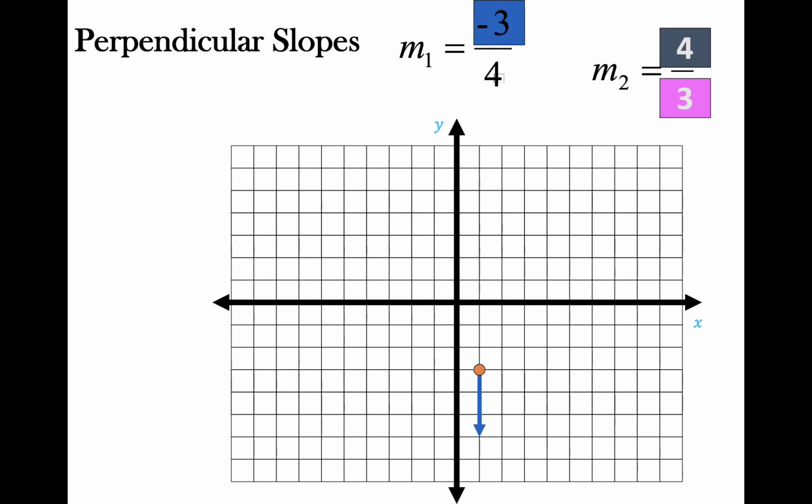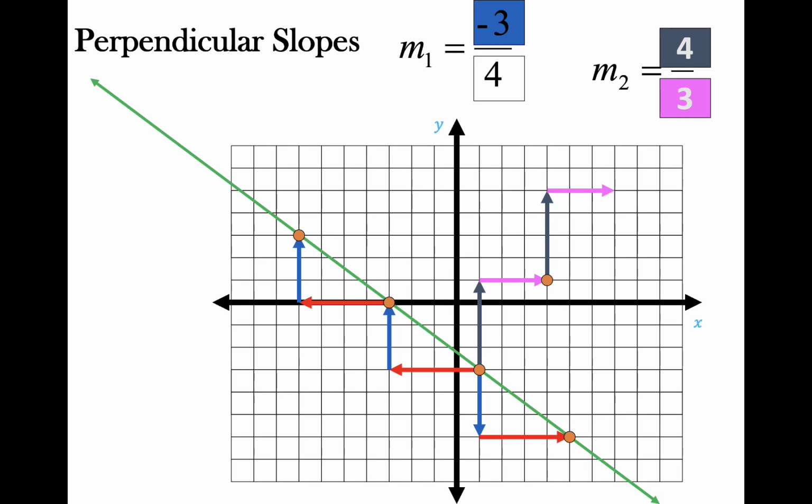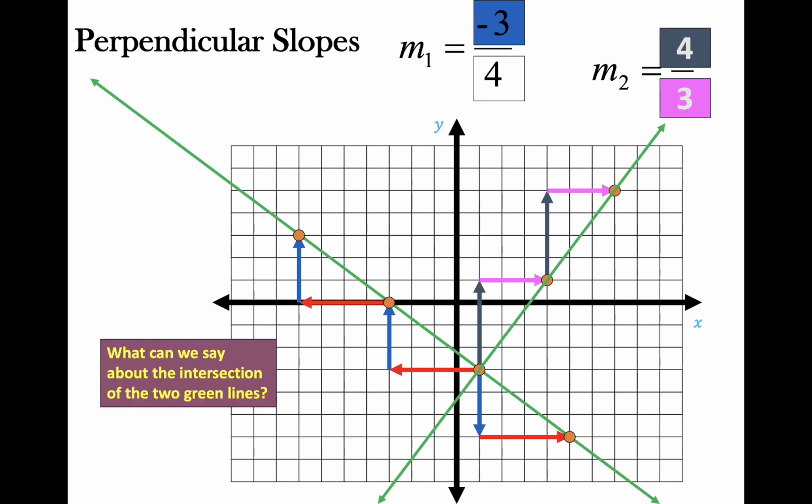Okay, check natin 'to. Yan, negative 3 and 4. Ganun uli kanina, di ba? So, yan yung lines. So, yun sa kabila. So, the question is, remember, what can we say about the intersection of the two green lines? So, yan, yung two green lines. Nag-cross sila, di ba? Ayan, perpendicular slope.